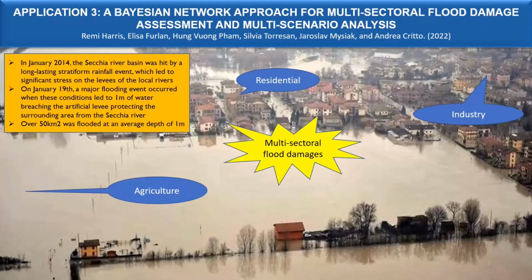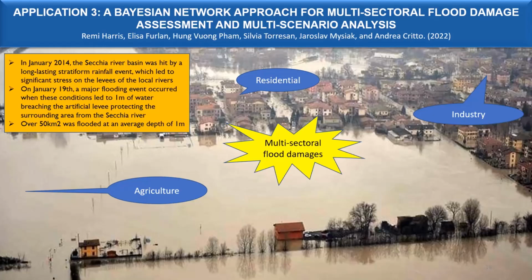And the last application that we recently developed is a Bayesian Network for multi-sectoral flood damage assessment. So we applied it to the Secchia River Basin in Italy. In January 2014, the Secchia River Basin was hit by a long-lasting, intense rainfall event, which led to a significant breach of the dike system and local rivers. About 50 square kilometers were flooded with an average depth of 1 meter. It led to damage in different sectors, for example, agriculture, residential, and industry.